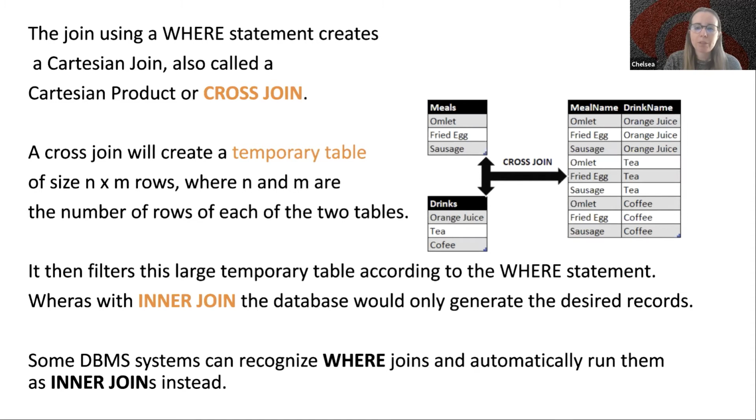So as you can see, say meals has 3 rows and drinks has 3 rows. Your resultant cross join temporary table would be 3 times 3, which is 9 rows that it needs to go and filter by. With SQL Server, whenever it sees a where statement when you're trying to join tables, in the background it automatically uses an inner join, because it knows that an inner join is better in terms of performance time. But there are some database management systems that don't do this. So that's just something to be aware of when you are writing your queries.